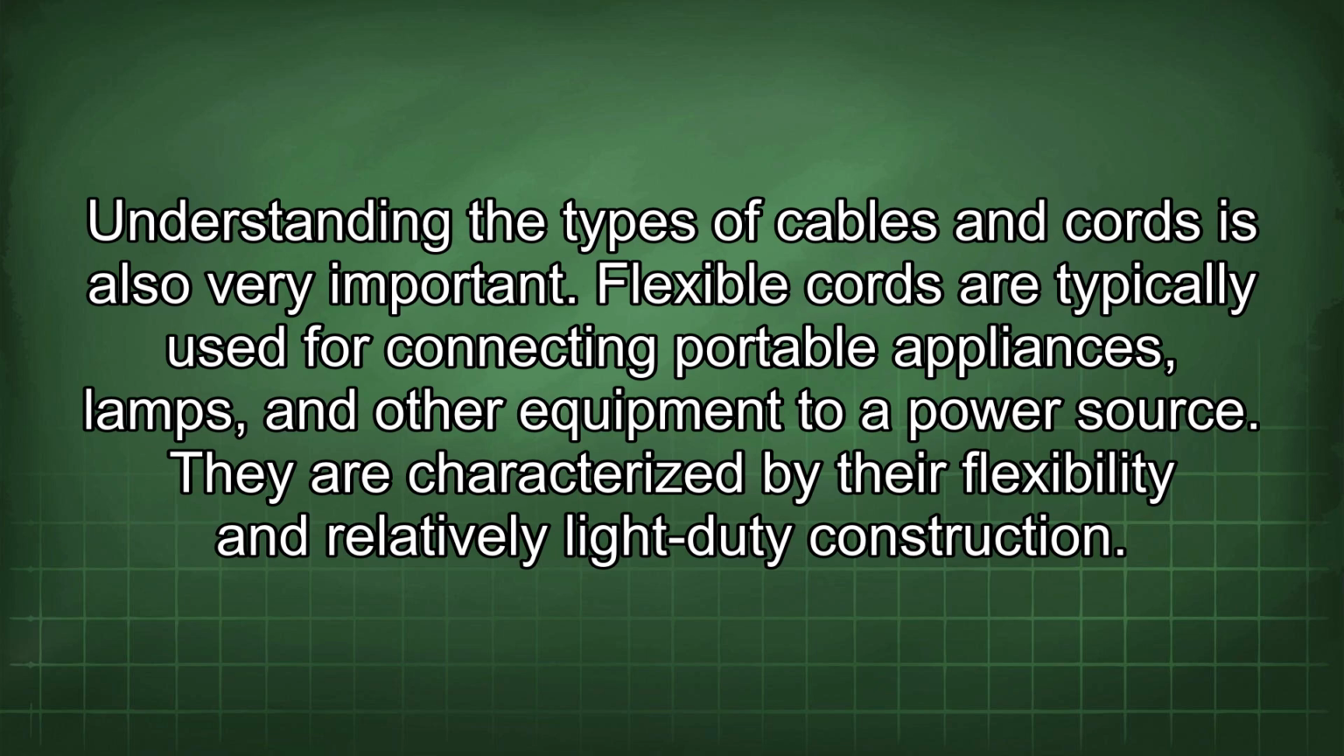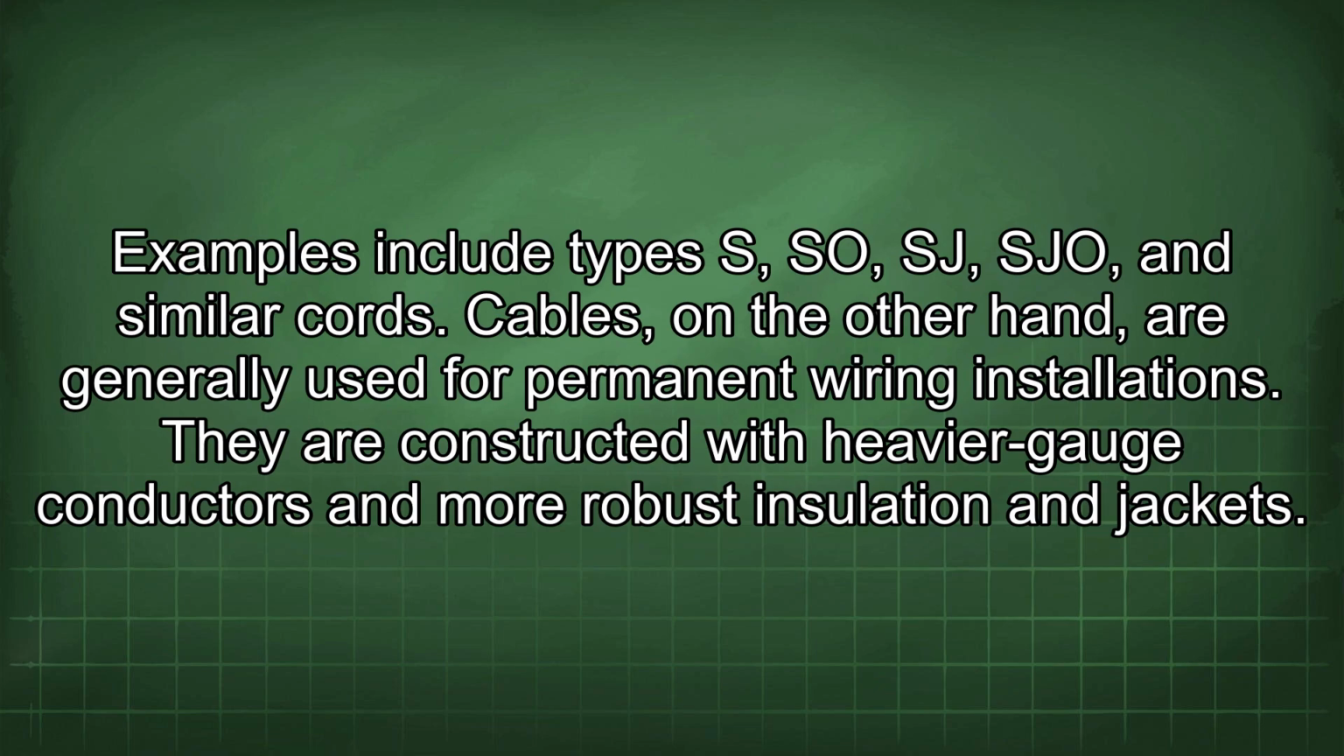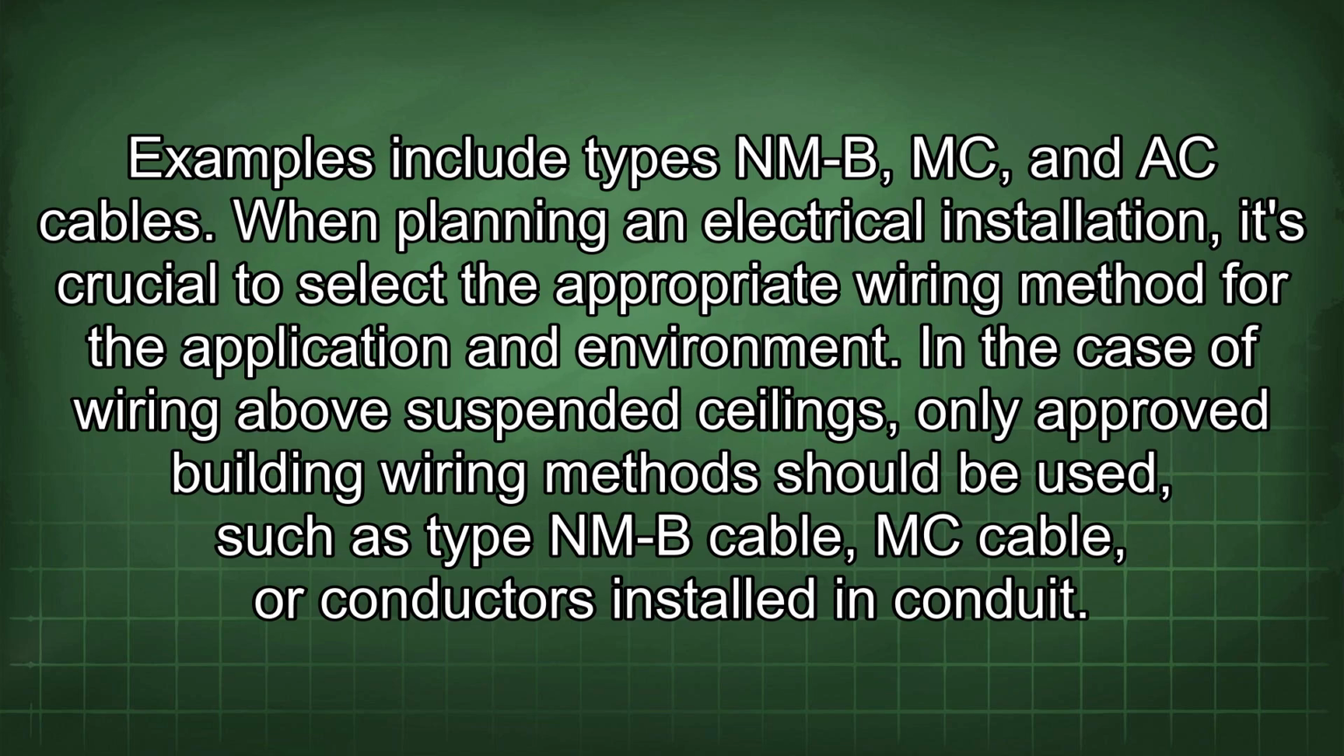Understanding the types of cables and cords is also very important. Flexible cords are typically used for connecting portable appliances, lamps, and other equipment to a power source. They are characterized by their flexibility and relatively light-duty construction. Examples include Types S, SO, SJ, SJO, and similar cords. Cables, on the other hand, are generally used for permanent wiring installations. They are constructed with heavier gauge conductors and more robust insulation and jackets. Examples include Types NMB, MC, and AC cables.